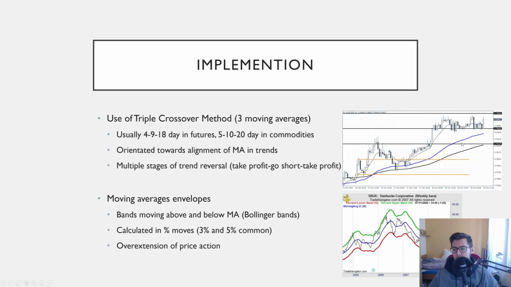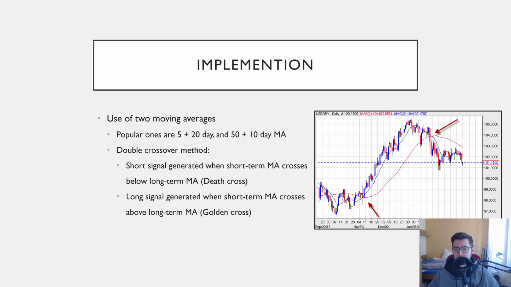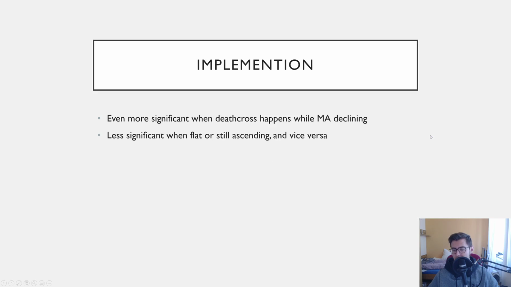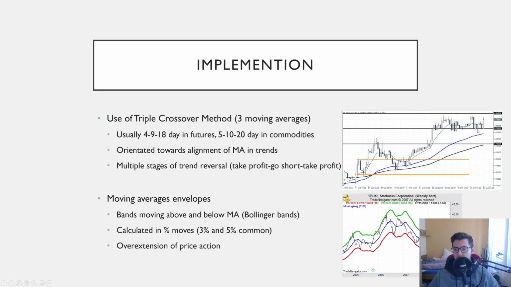So that is a use of these 3 moving averages. But of course, you could also use them simply with the crossover method, when all 3 moving averages cross, and it's even more significant compared to when only 2 do.